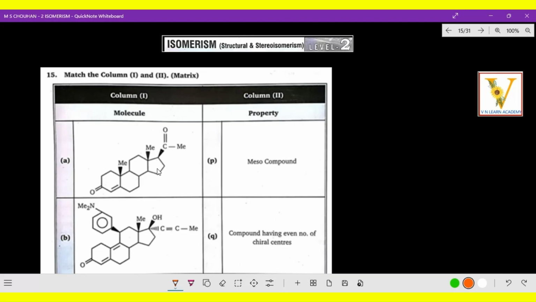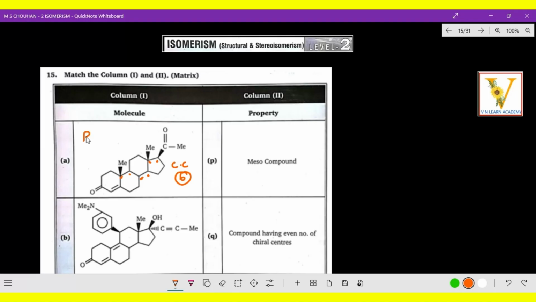In this compound, 100% achiral is not possible because it is somewhat unsymmetrical. So 100% it is a chiral compound. Chiral compound means how many chiral centers are possible? Come on, let us identify. This is one chiral carbon. Chiral carbon means 4 different groups or atoms attached to that carbon. So this is 1, this is 2, this is 3, this is 4, 5, 6. So 6 chiral carbons are there.